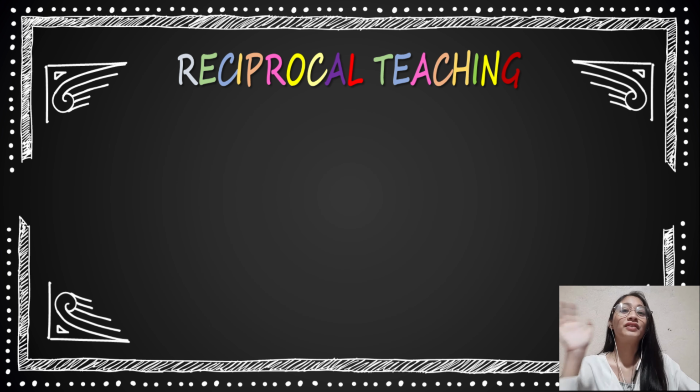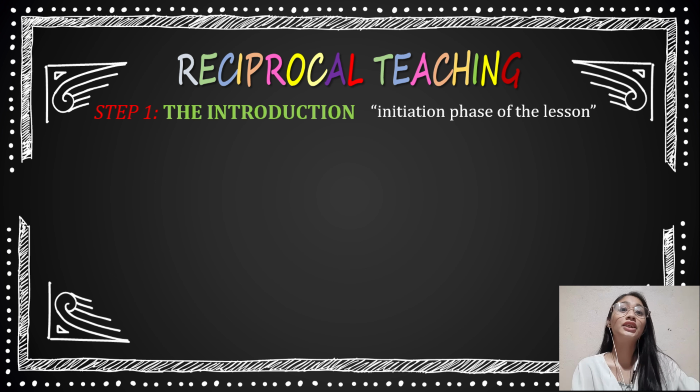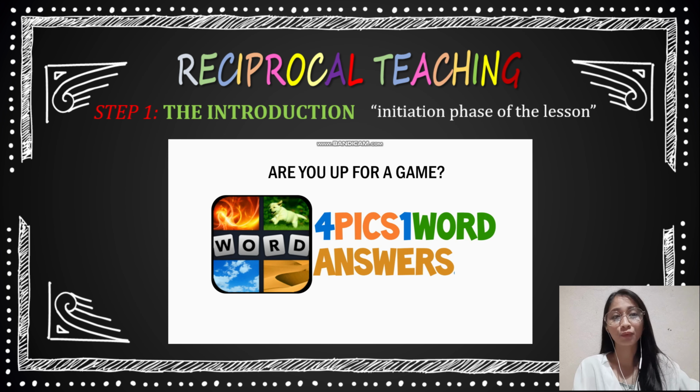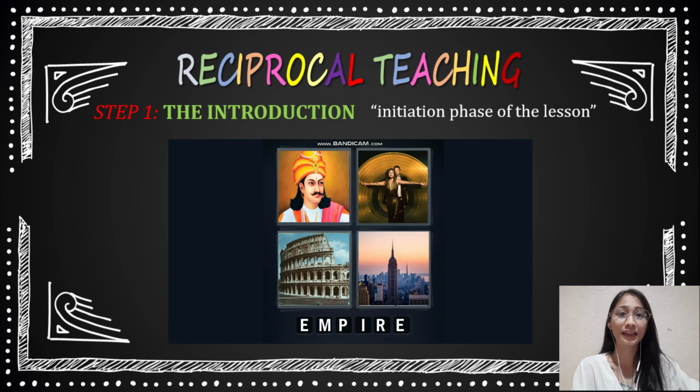Reciprocal teaching involves 5 steps. The first step is the introduction. This is the initiation phase of the lesson where you motivate the students on the lesson. For this phase, I prepared a game activity called the 4 Pics 1 Word. I will show them each picture and they will be guessing what each picture represents.